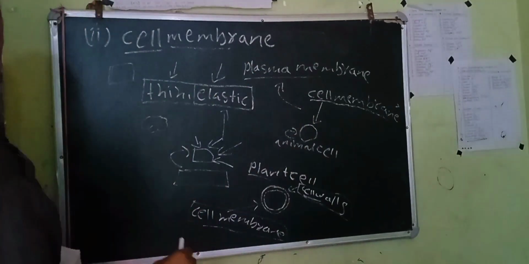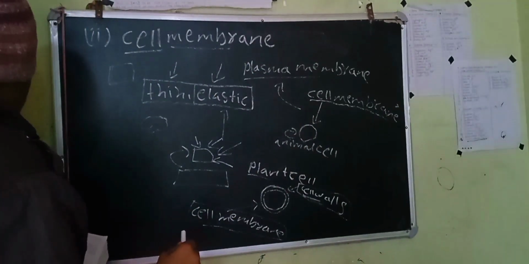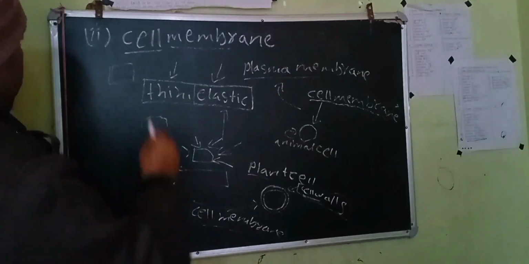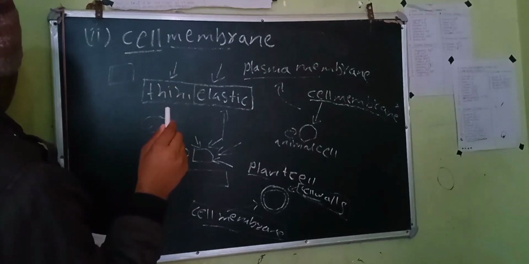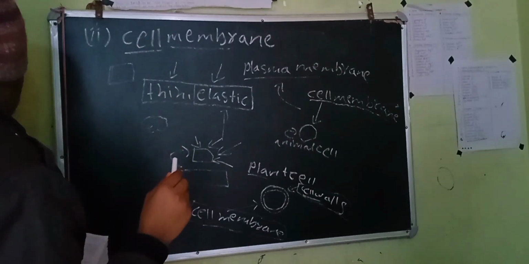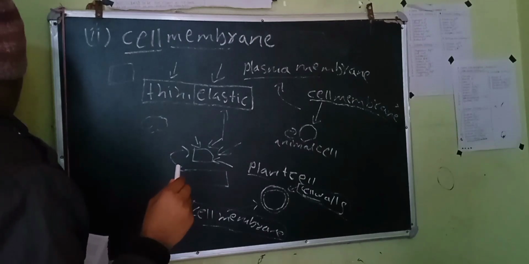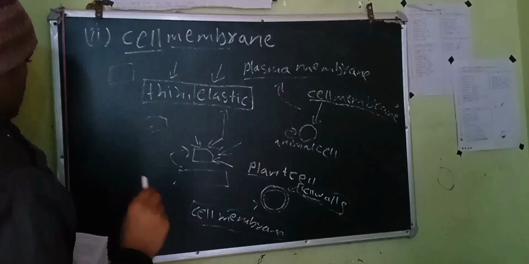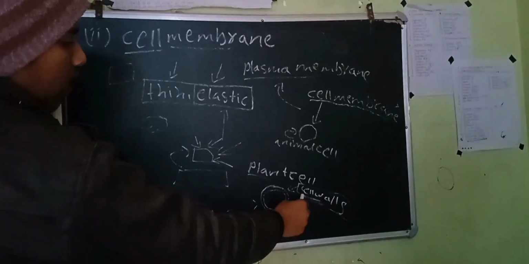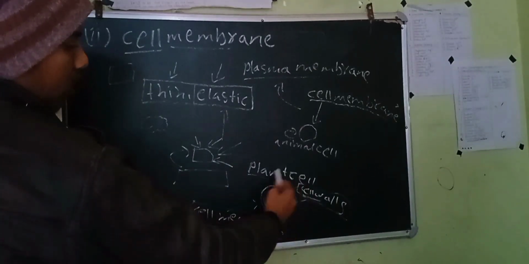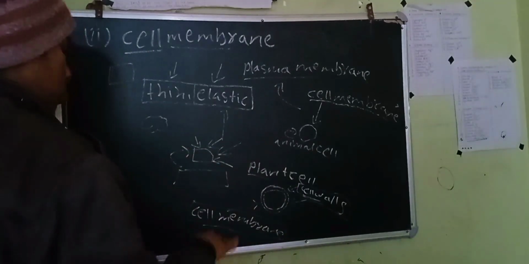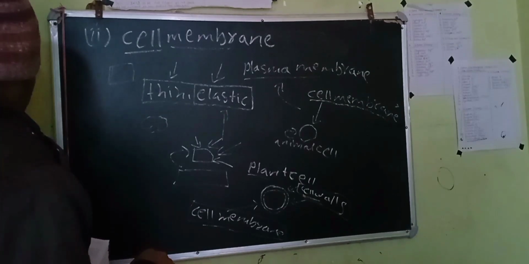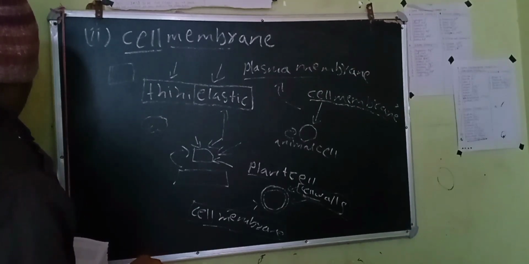So cell membrane is also called plasma membrane. I have already told you that. Cell membrane is the outermost layer of animal cell. In plant cell, it lies inner to the cell wall. Like I already told you, in plant cell it lies inner, meaning after or inner to the cell wall. It is made up of protein, lipid and fat.